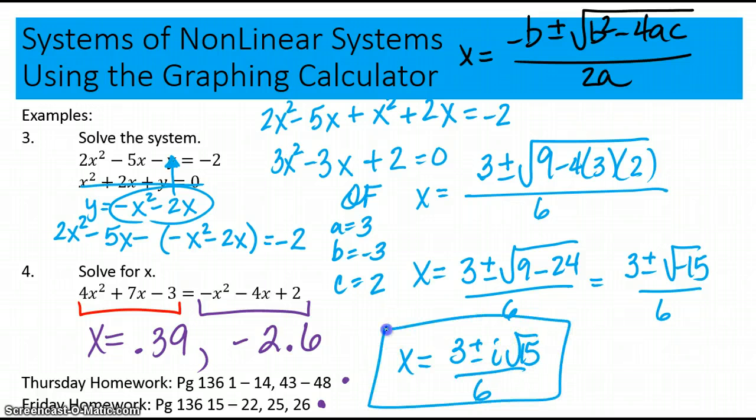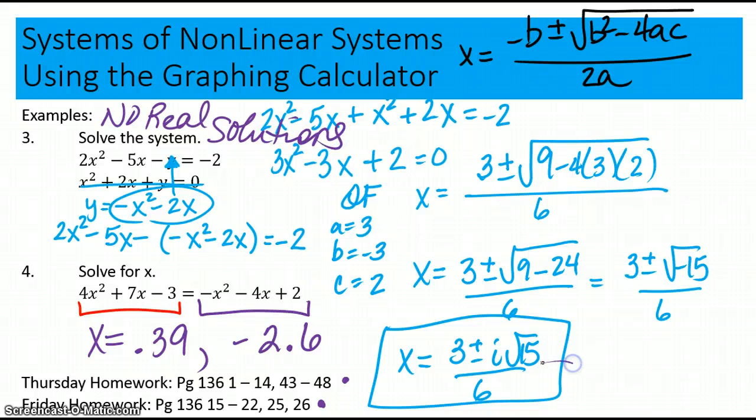There are 2 imaginary solutions, which is why when we looked at it graphically, we saw that there were no real solutions. Okay, so graphically it's no real solutions. Algebraically, you can actually find those imaginary solutions, you can find those i's.